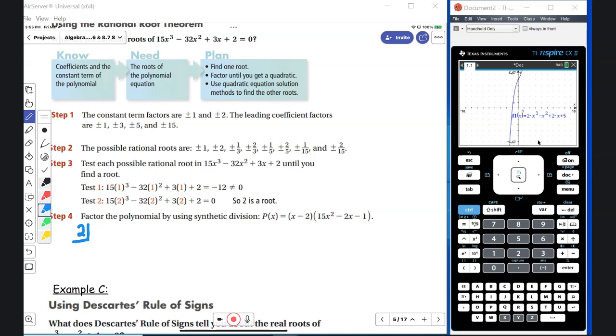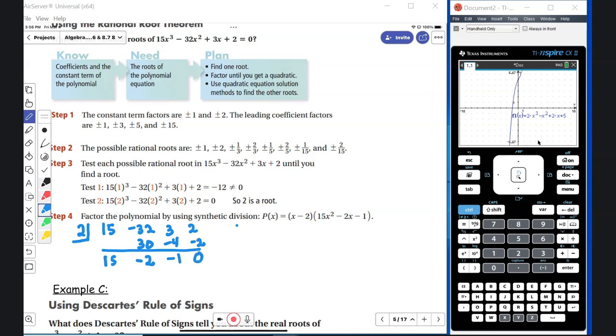And we start with our leading coefficient, so you have 15, negative 32, 3, 2. You're going to go ahead and drop the 15. You multiply 2 times 15, which is 30. It's going to be negative 32 plus 30 gives you negative 2. 2 times negative 2 is negative 4. 3 plus negative 4 is negative 1. 2 times negative 1 is negative 2. 2 plus negative 2 is 0.